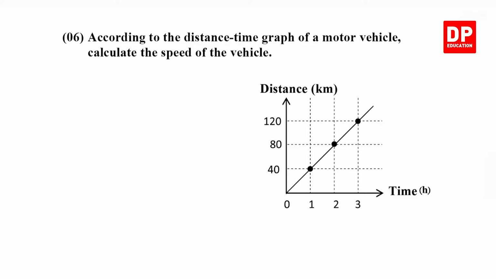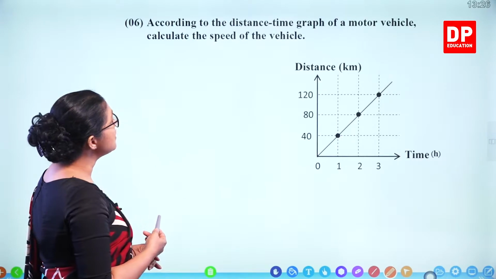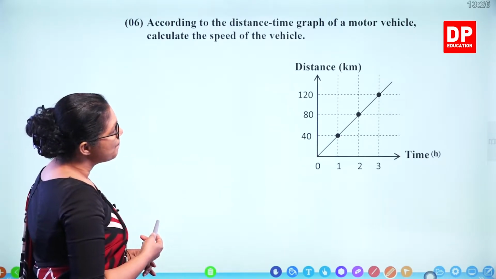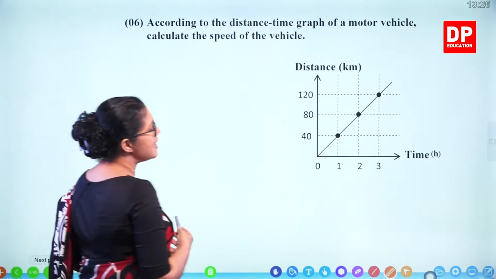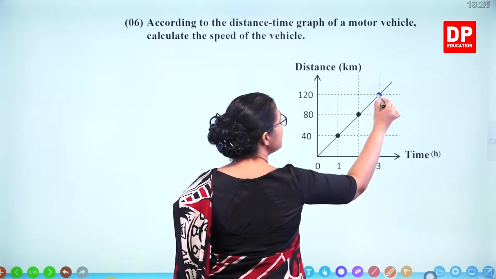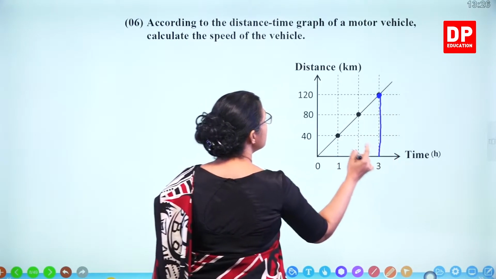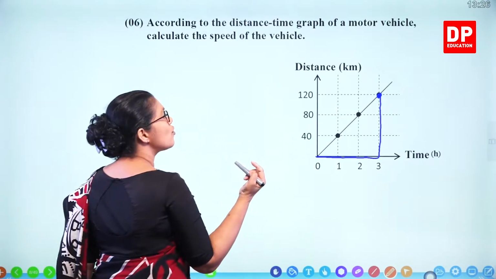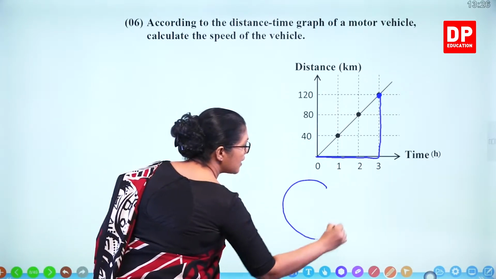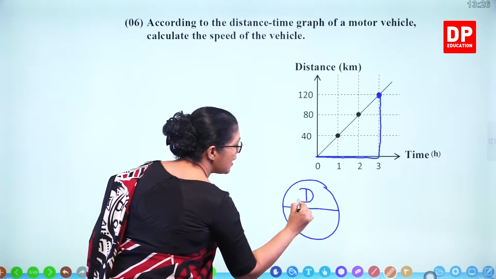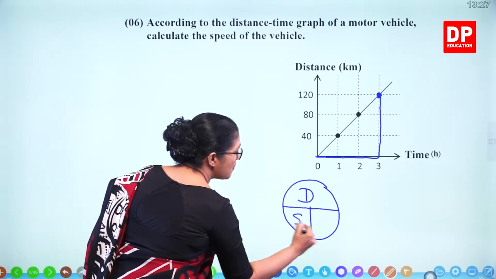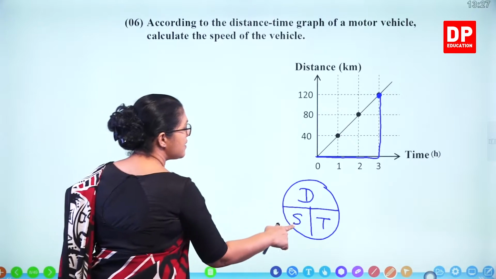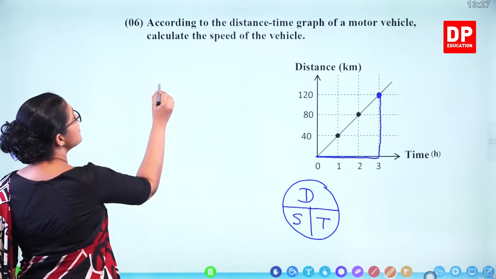Question number 6. According to the distance time graph of a motor vehicle, calculate the speed of the vehicle. Speed means gradient. If you take this point, this is the total distance travelled with total time 3. So what's the speed? Can you remember the formula? Distance over time is speed.